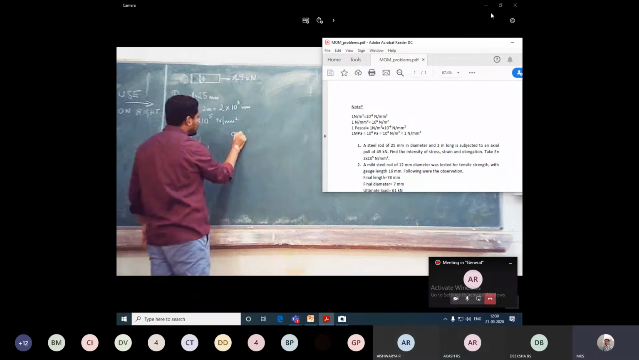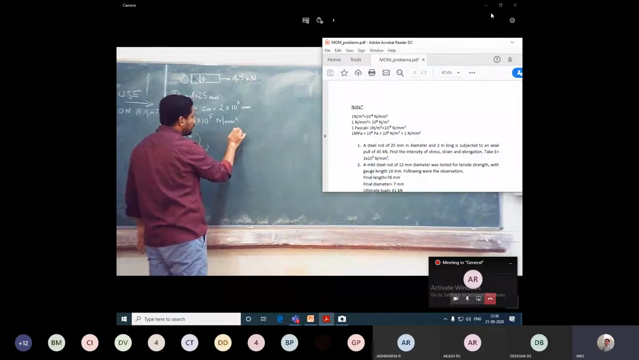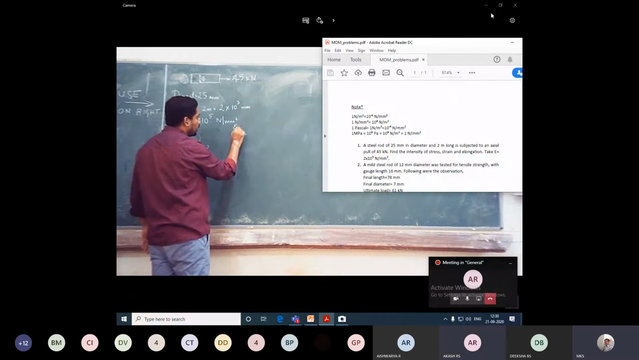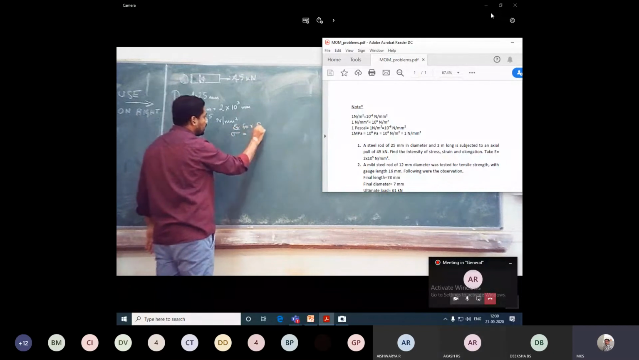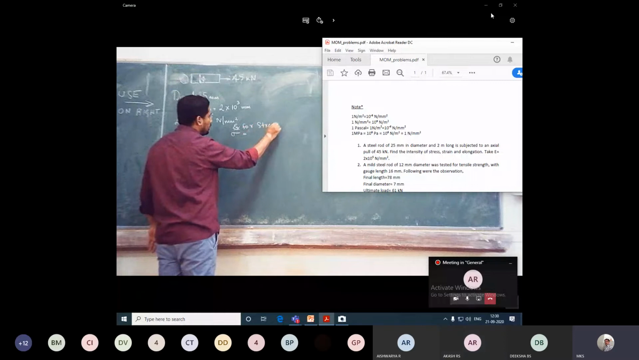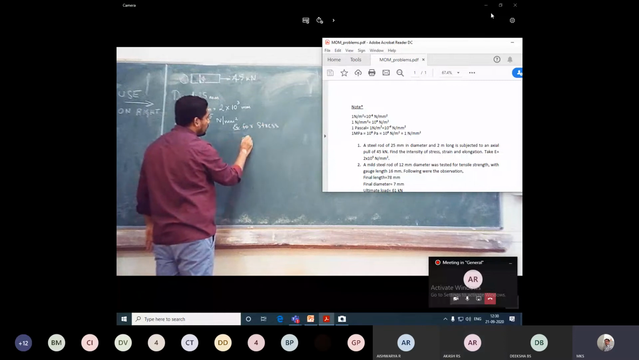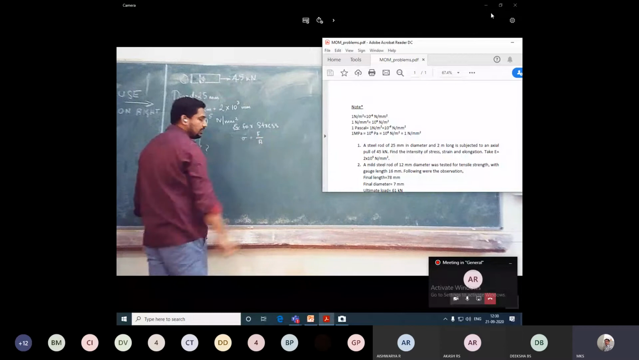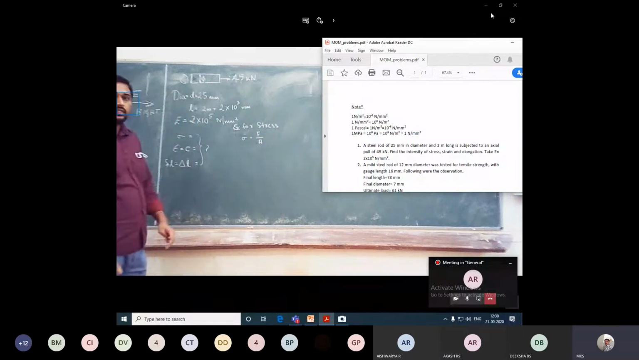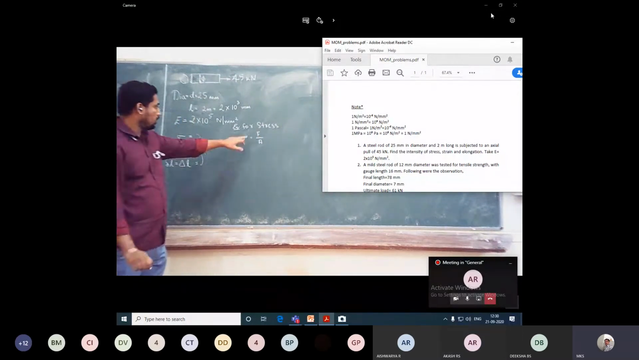Yes, you know that stress is given by, so you need to write the general equation for stress. Equation for stress: it is given by sigma. Sigma is equal to force by area, right? So you know this one equation.